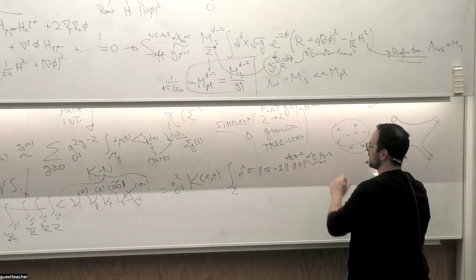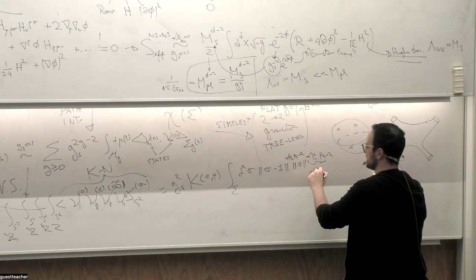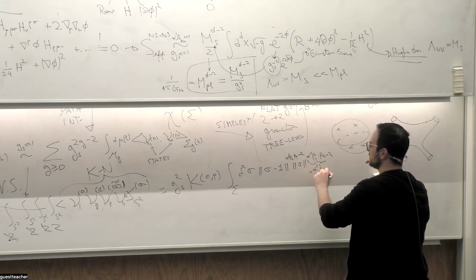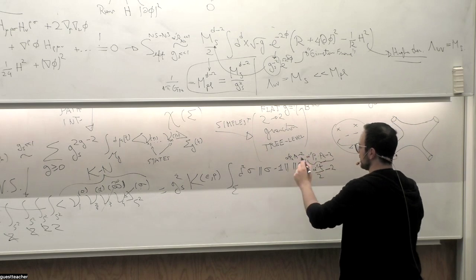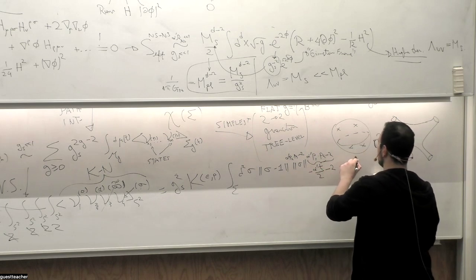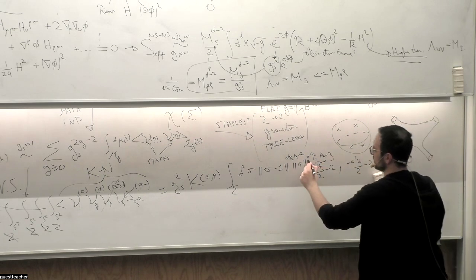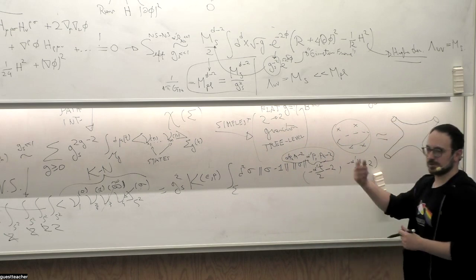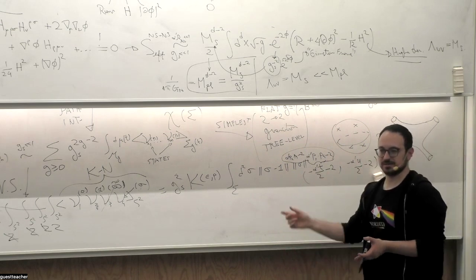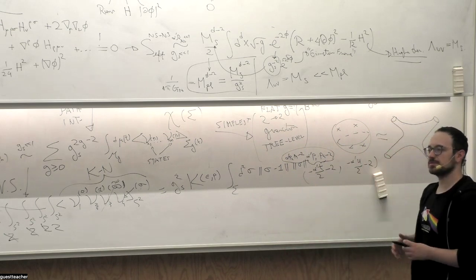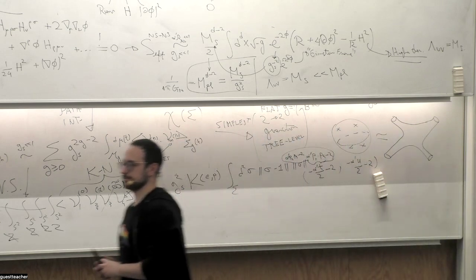Now, you can further express these as minus alpha prime T over 2 minus 2 and minus alpha prime U over 2 minus 2, the Mandelstam variables, like all of these. You can do some relativistic kinematics to express them in terms of Mandelstam variables. Yes.